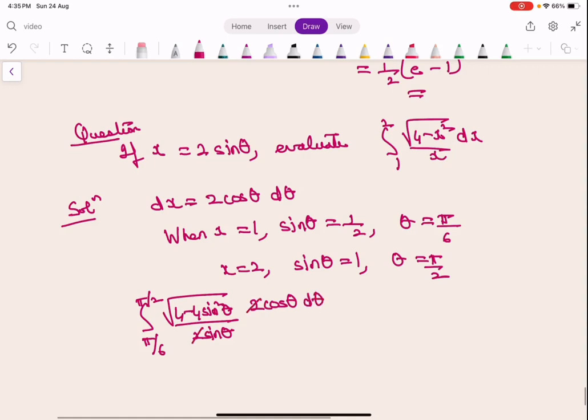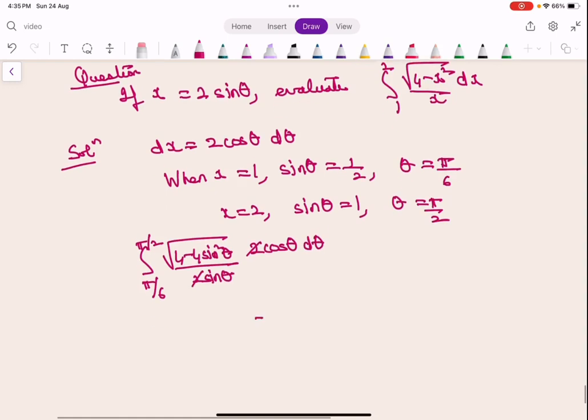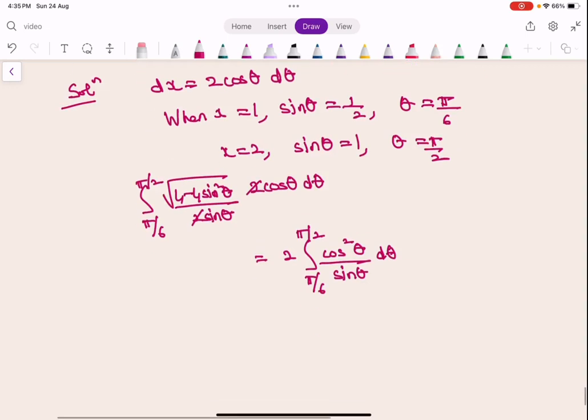So 2 gets cancelled and you can take out the square root of 4, which is 2. Integral pi by 6 to pi by 2, root of 1 minus sine square theta is cos square theta, and root of that is cos theta. So cos theta into cos theta, you will get cos square theta by sine theta d theta. So this is of the form twice integral pi by 6 to pi by 2 cos square theta by sine theta d theta.